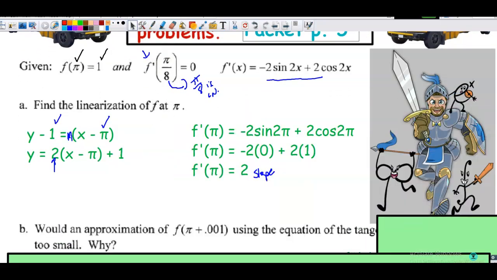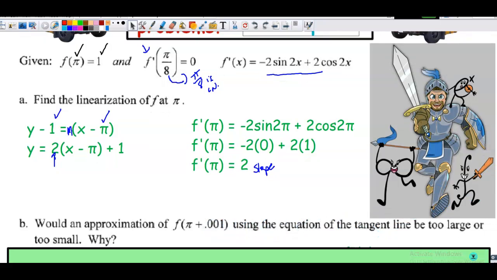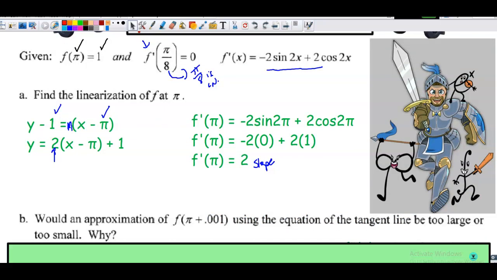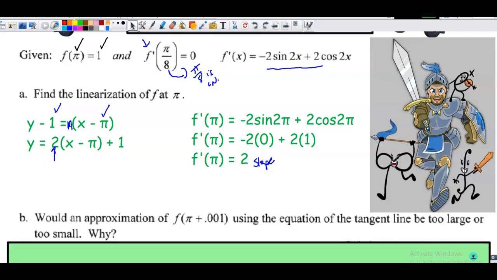For letter B, we're looking for whether the approximation of a number really close to pi, where we're adding 0.001, using the equation of the tangent line would be too small or too large. Notice it does not say find the approximation, it says would the approximation be too large or too small. So to determine that, we're going to need the concavity of the original function. To determine that, we're going to need the second derivative of the original function. I have the first derivative here. So we're going to need to produce the second derivative. Please pay close attention to the fact that right here we're going to need a chain rule, and right here we're going to need a chain rule.